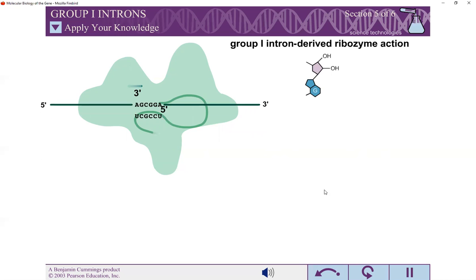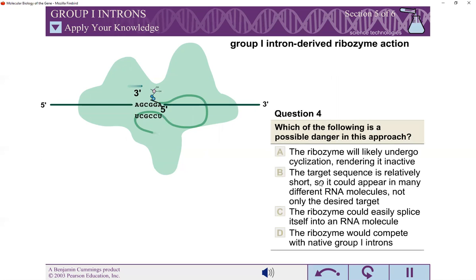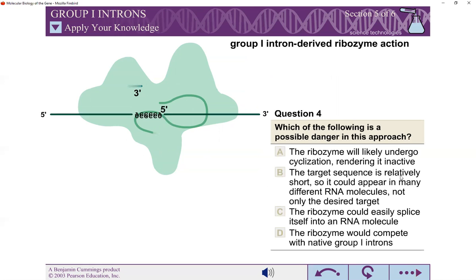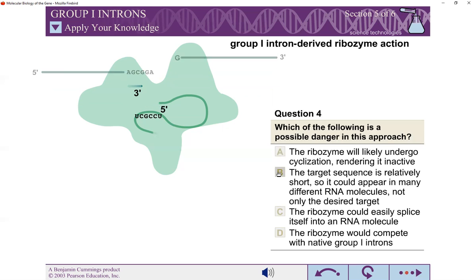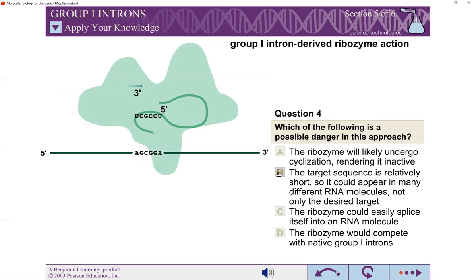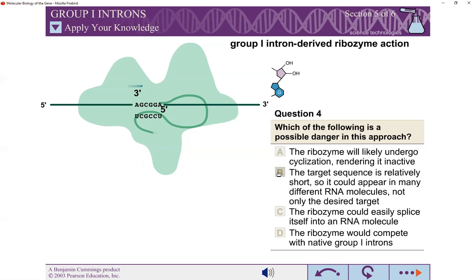Question 4. Which of the following is a possible danger in this approach? The ribozyme will likely undergo cyclization, rendering it inactive. The target sequence is relatively short, so it can appear in many different RNA sequences, not only in the desired target. The ribozyme could easily splice itself into an RNA molecule. The ribozyme would compete with native group 1 introns. Now see this. The target sequence there is very short, and such a target sequence can appear in any of the RNA molecules, which will produce undesirable fragmentation. Correct.